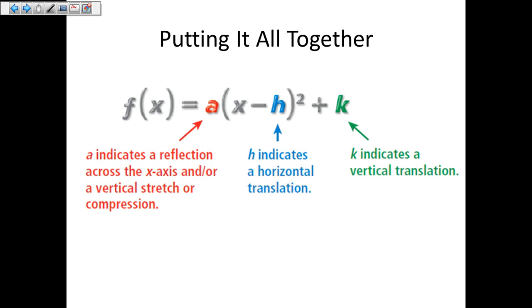The minus h inside the parentheses is going to be a horizontal translation. If we see x minus a number, it's a shift to the right. If we see x plus a number, it's a shift to the left. The k at the end is a vertical translation. If we see plus k, it's going to move the graph up. If we see minus k at the end, it's going to move the graph down.